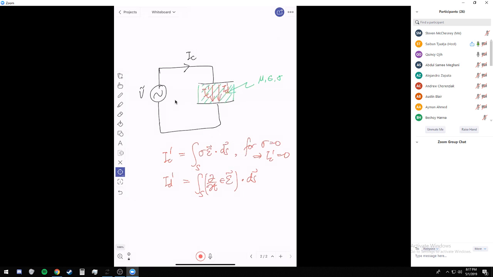So now in this circuit, IC, which is through the wire, must be equal to IC prime plus ID prime, if there are no other losses, right? The KCL dictates that. Or in other words, if we apply conservation of charge, then whatever charge accumulates here flowing through must be equal to the charge flowing back, right? Because we don't create or destroy charges. Any questions? No, that's good.